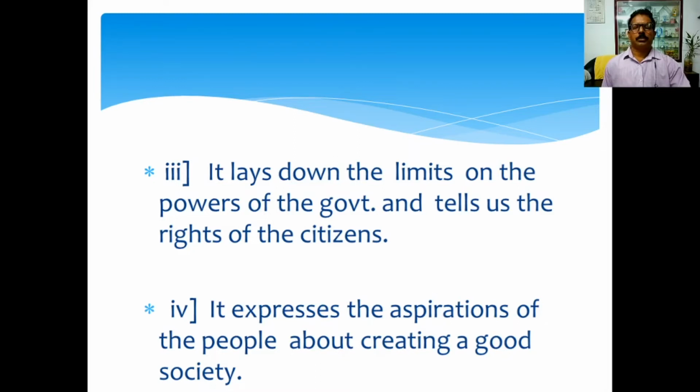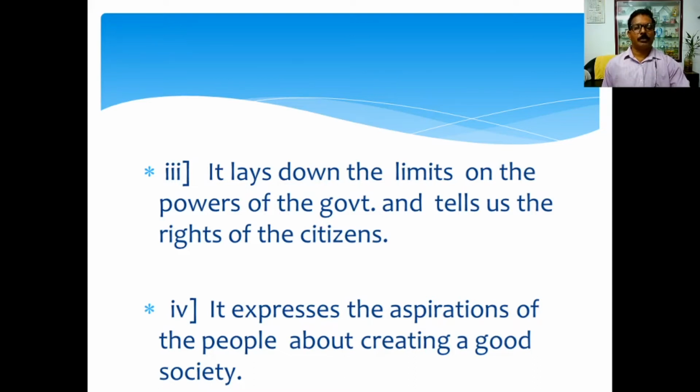So, there is some kind of checks and balances. So, the constitution limits the powers of the government and tells us what the rights of the citizens are. What are the powers of the central government? What are the powers of the state governments? What are the powers of the local governments? All are very clearly specified in the constitution in order to avoid any kind of confusion. Then the constitution expresses the aspirations of the people. Aspiration means a wish about creating a good society.